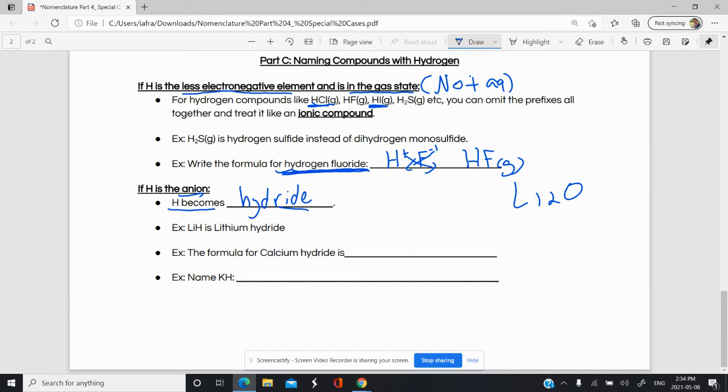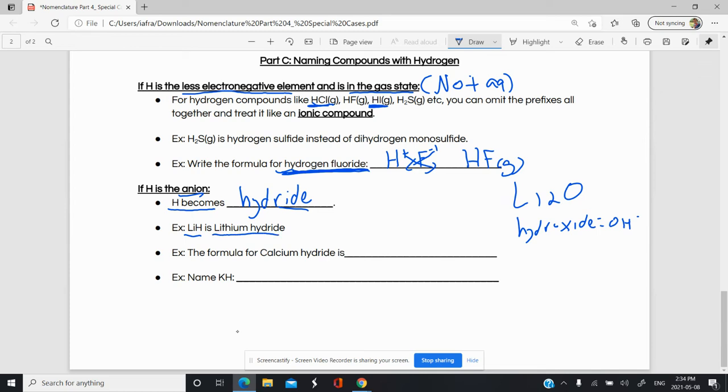So not hydroxide. Remember hydroxide? Hydroxide is OH minus, right? So this is hydride specifically, being the hydrogen in a compound like this. So LiH, for example, would be lithium hydride.